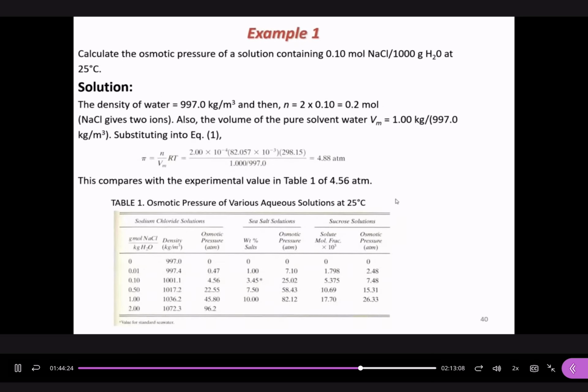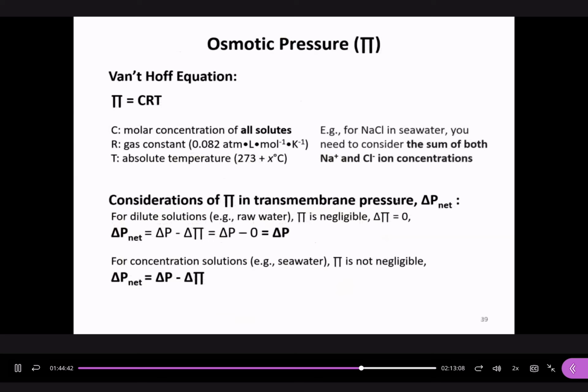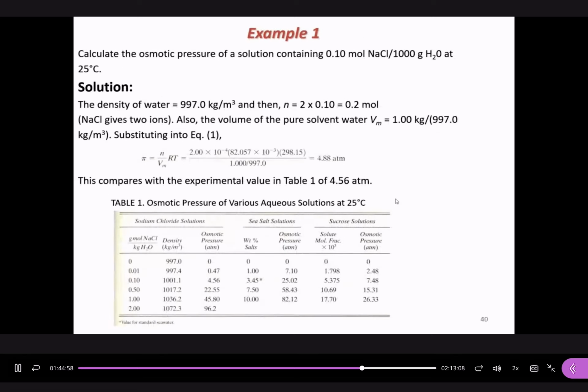Here is one example. 0.1 mole sodium chloride. What is the osmotic pressure? We use the van 't Hoff equation. We first calculate the molar concentration of all solutes. All solutes means both cations and anions, sodium and chloride. Therefore, here we apply 2, because you have 1 sodium and 1 chloride. So it's 0.2 mole, and the volume. We change liter into cubic meter, and temperature 25 degrees Celsius, 298 Kelvin, and we get 4.88 atmosphere. That's the osmotic pressure. If you have this type of salt water and you want to do seawater desalination, you have to apply pressure higher than this. Otherwise, you will not be successful. The experimental value is about 4.56.